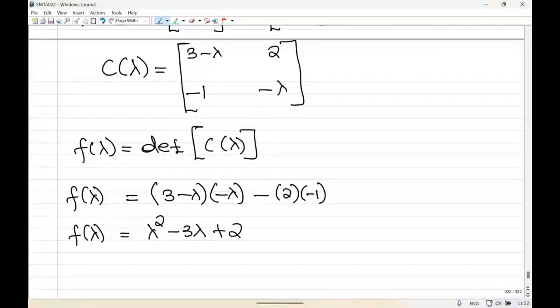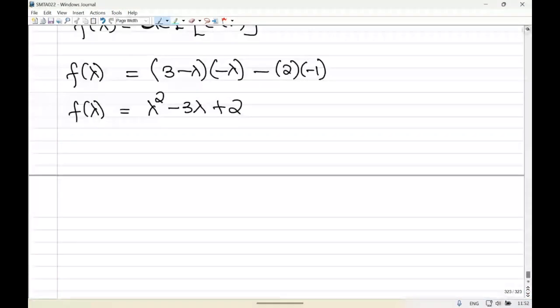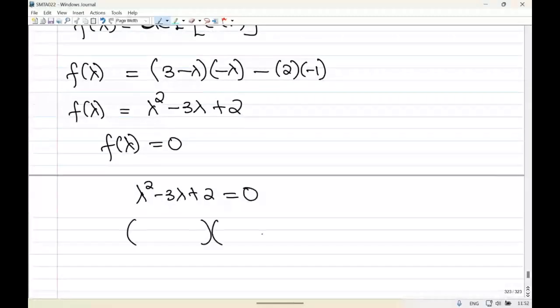Then let's check the procedure number. We are going for number 3 now. On number 3, they said you solve the equation of f lambda, you equate it to 0. So now you equate f lambda to 0. What is going to happen? You are going to have lambda squared minus 3 lambda plus 2 equals 0. Then you find the factors of this if it's possible. Is it possible to factorize that quadratic equation? Yes. You get what and what?